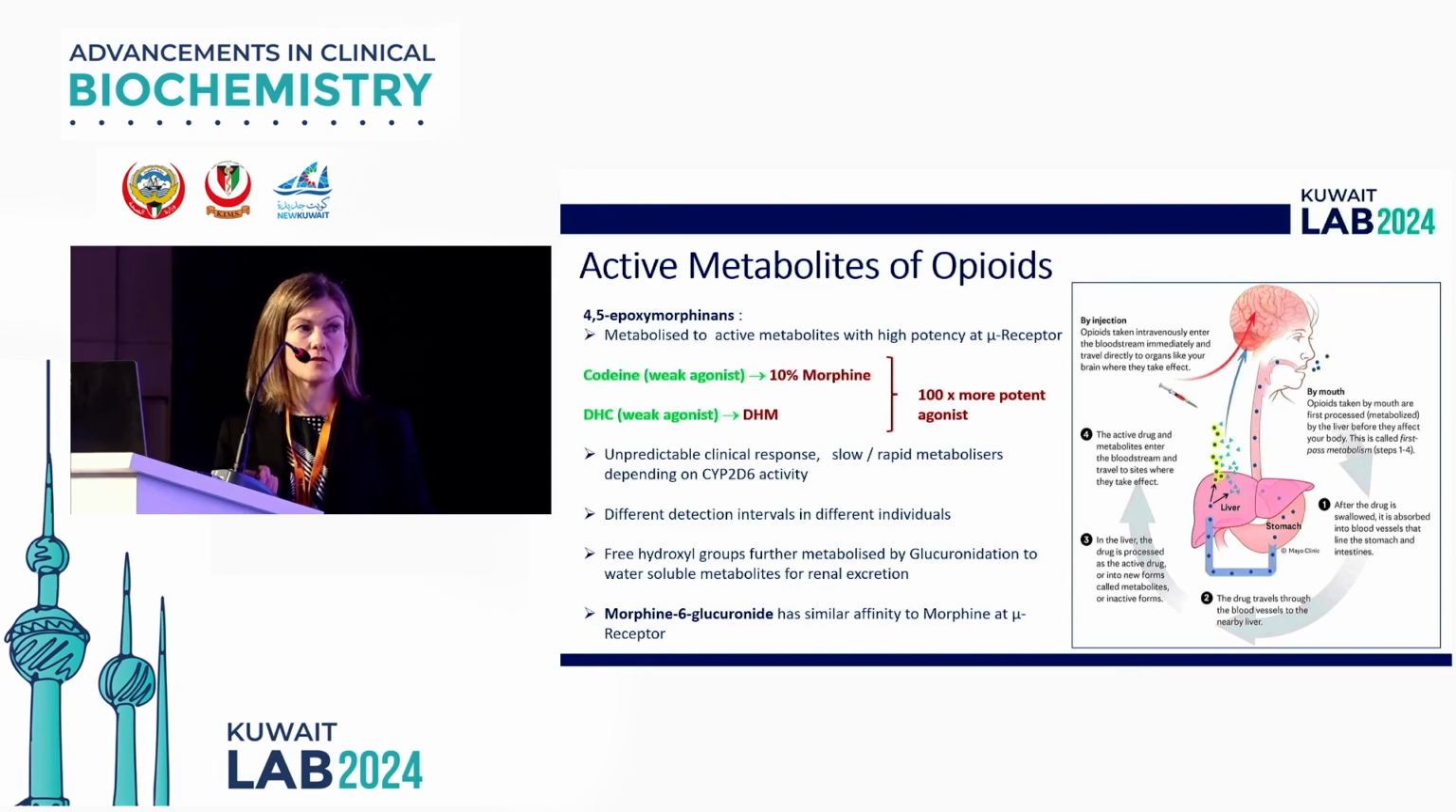There are also different detection intervals in different individuals, so that drug might be present in their urine for longer depending on whether they've taken it with food, whether they're chronic users, whether they've got different metabolic activity. The free hydroxyl groups are further metabolized by glucuronidation to make water-soluble metabolites that can be excreted by the kidney, and some of those glucuronides are also metabolically active at the mu receptor.